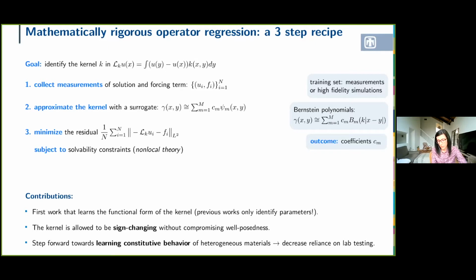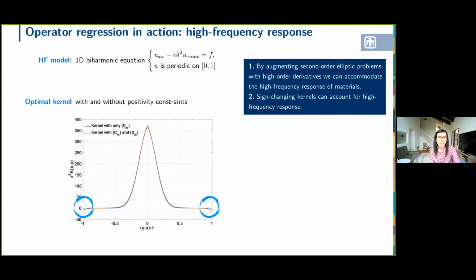And as I will show in a couple of slides, this sets the groundwork for learning constitutive behavior for heterogeneous materials. And I'll show you what I mean by this in a couple of slides. I will start with a time-independent 1D, very simple example, just to show you our contribution. And then I will move to a time-dependent 2D case.